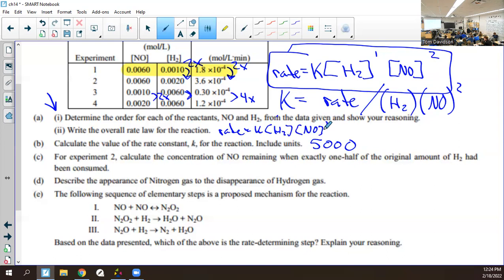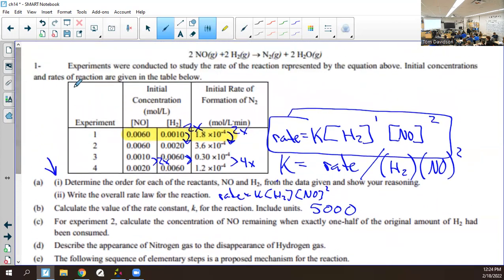You with me? Okay. For experiment 2, calculate the concentration of NO remaining when exactly 1/2 of the original amount of H2 had been consumed. All right. Everyone wants to use the rate law for this, but you don't. Yep. You underthink this one. So you have to look at the balanced reaction. You see how they have the same coefficient? Uh-oh, I got to sneeze.